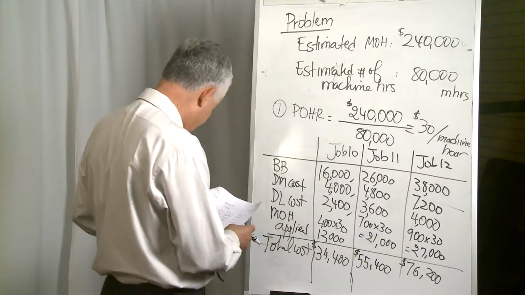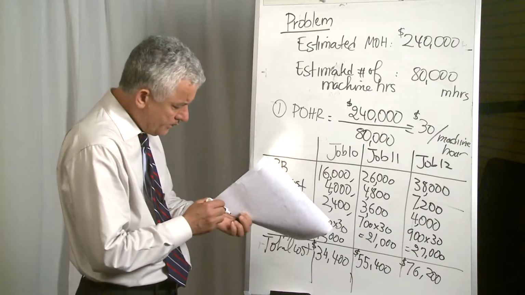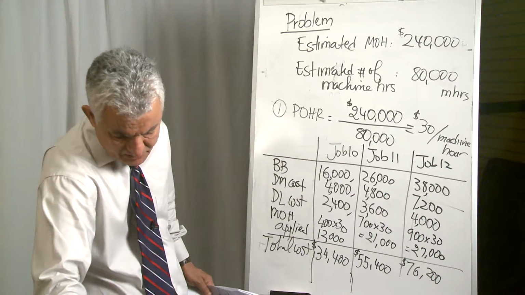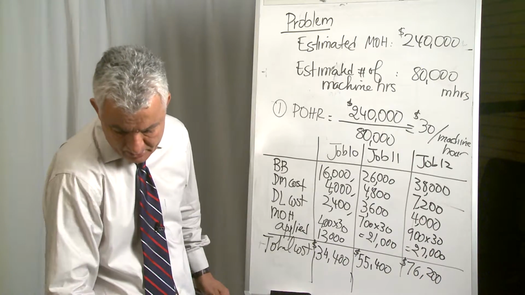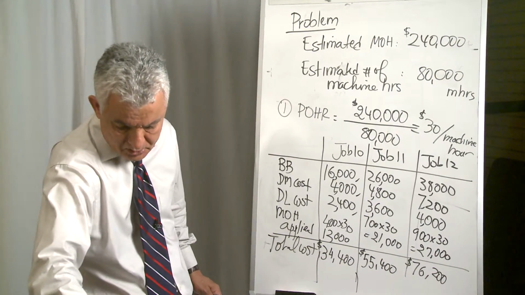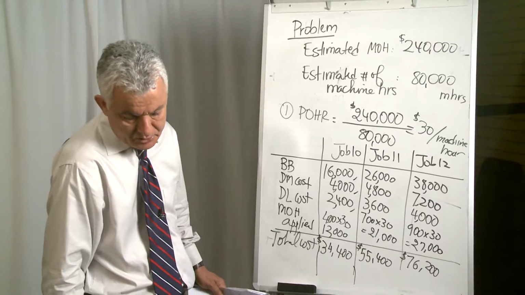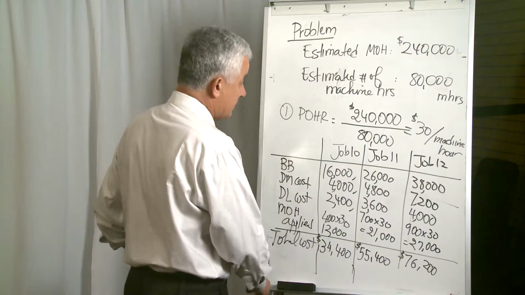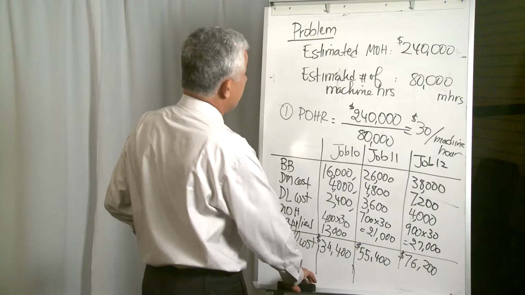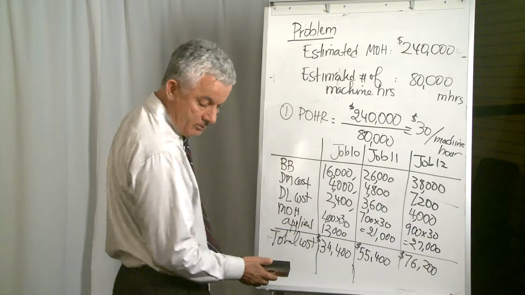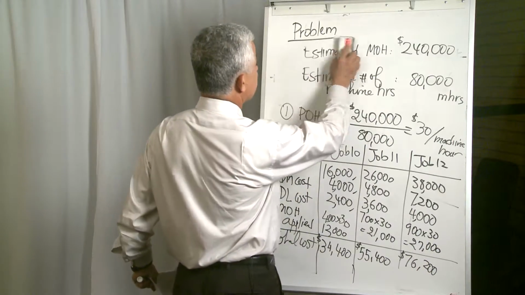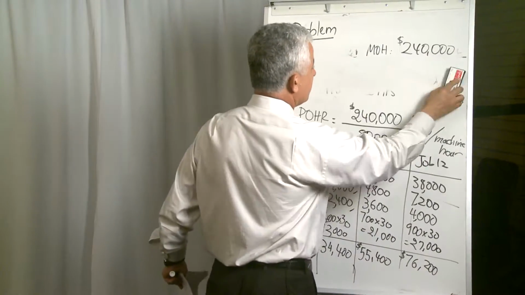Okay. Now, the following question they're asking us here: if job 10 and 12 were completed, prepare the journal entries to move these costs. Okay. So let's write here. So we have job 10 and 12. Okay. Let's erase this.